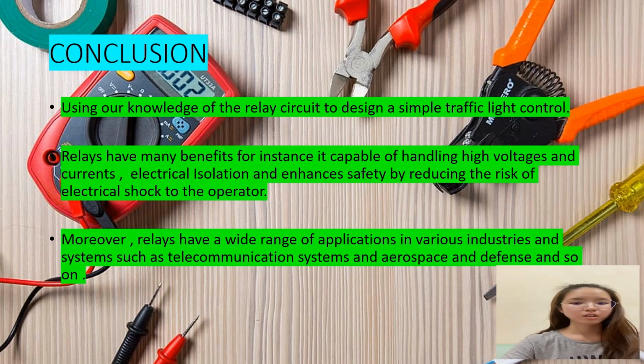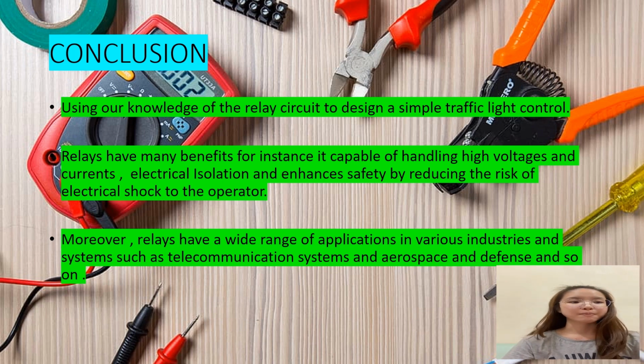For the conclusion, the purpose of doing this experiment is about the working principle of relay and the application of timer relay in control circuit, using our knowledge of relay circuit to design a simple traffic light control. Relay has many benefits. For example, it's capable of handling high voltage and current, electrical isolation, and enhanced safety by reducing the risk of electrical shock to the operator.